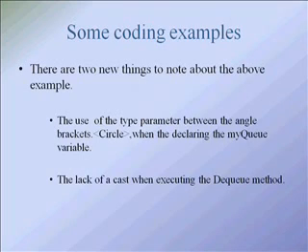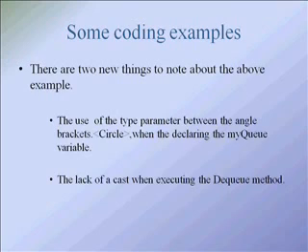There are two new things to note about the above example. When we go through the above example, there are two new things that we have to keep track of. First is the use of the type parameter between the angle brackets.